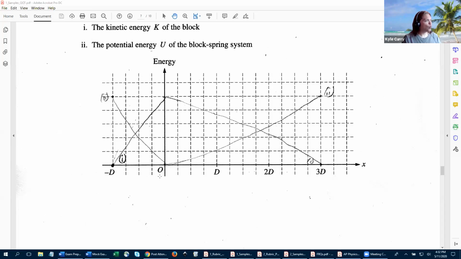The chat came in: 1 point for even total energy. So this person is saying that we're giving 1 point because the total mechanical energy from x equals negative d to 0 is essentially remaining constant throughout that entire situation. And this is the same person that keeps saying these things. So that person is saying 3 points in total. Let me actually show you the breakdown here.